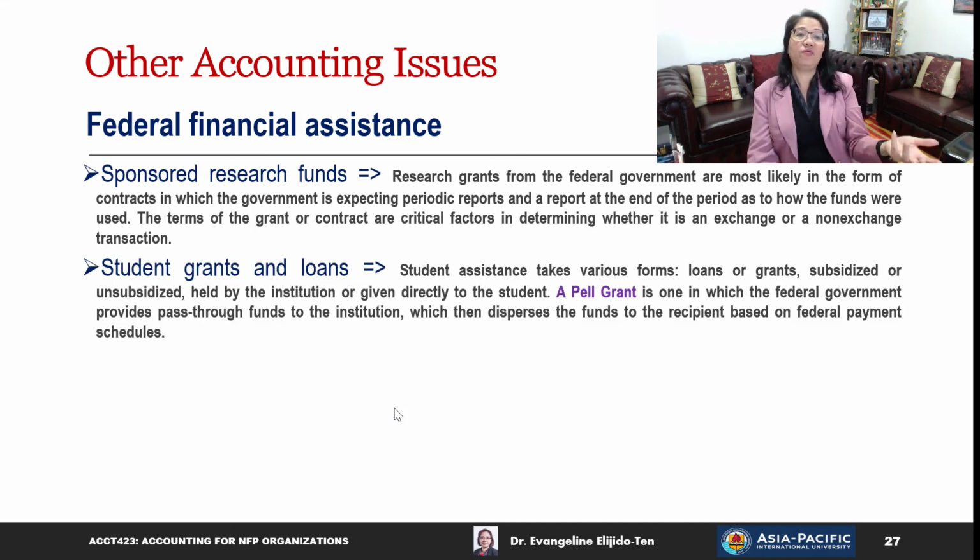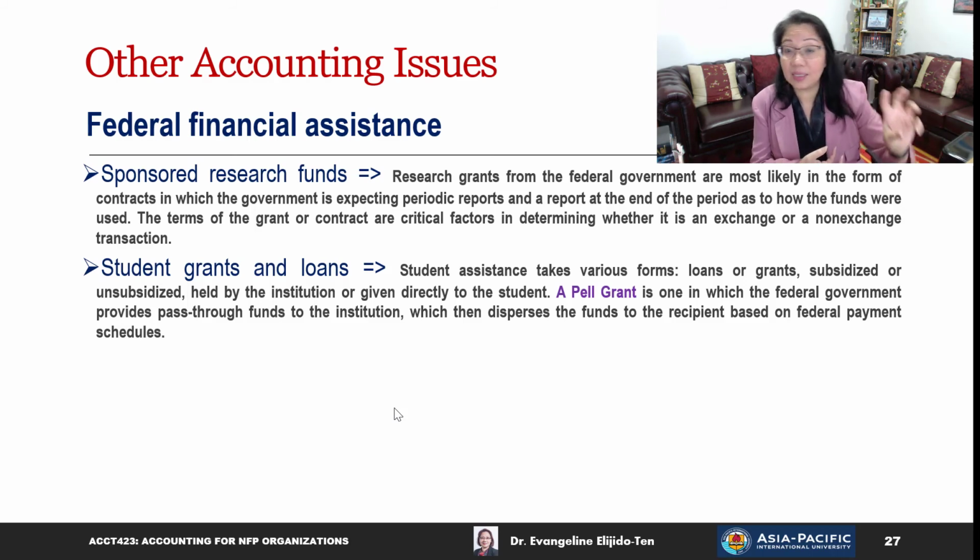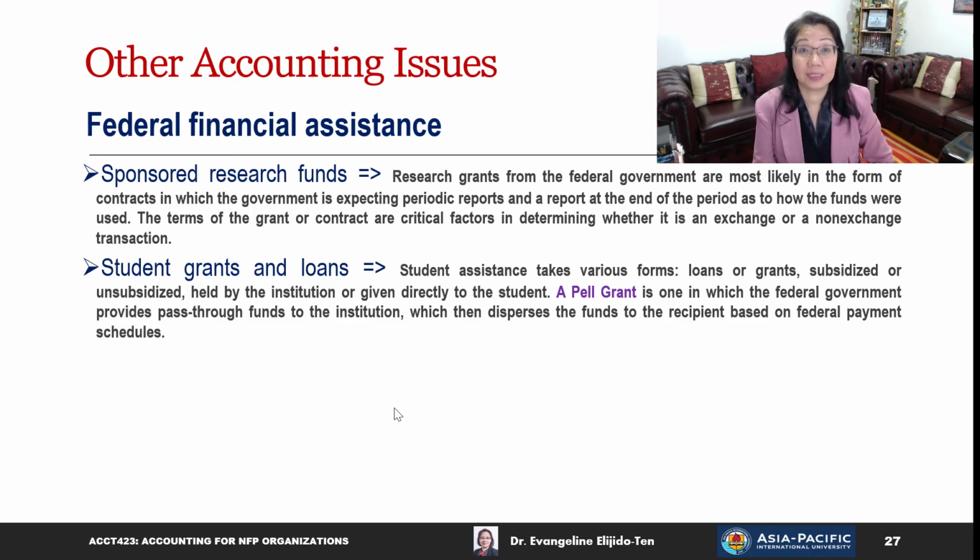The second type of federal financial assistance will come in the form of student grants and loans. Now, student assistance takes various forms. It could be loans or grants, subsidized or unsubsidized, and it's held by the institution or given directly to the student. A Pell Grant is one in which the federal government provides pass-through funds to the institution, which then the institution or the college will then disperse the funds to the recipients based on the federal payment schedules.